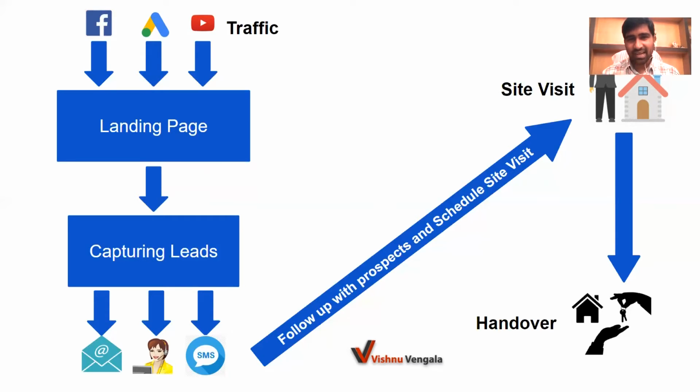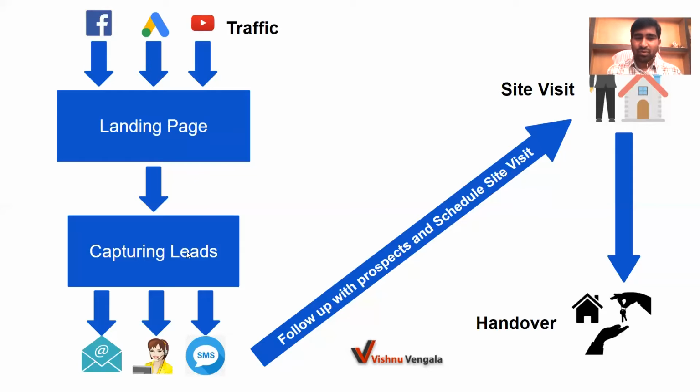details like their name, email ID and phone number, with which we will send automated emails or automated SMS, and if we get your potential customer's mobile number, your sales team can call them immediately. So that's how, when the traffic is diverted to the landing page, the leads are captured.